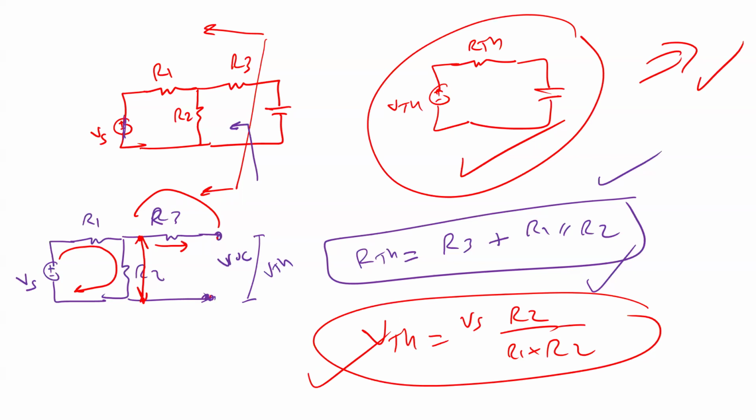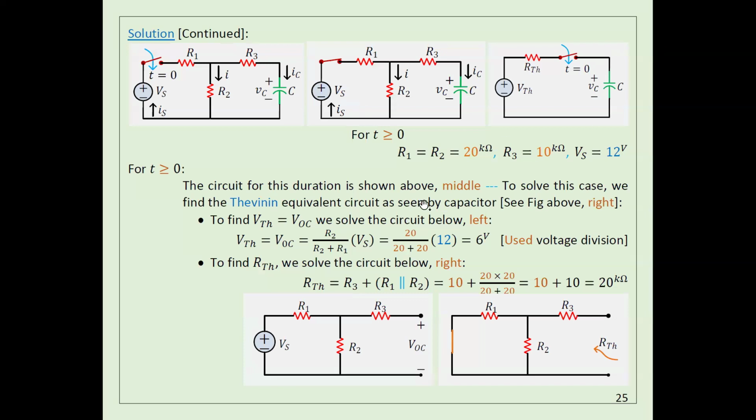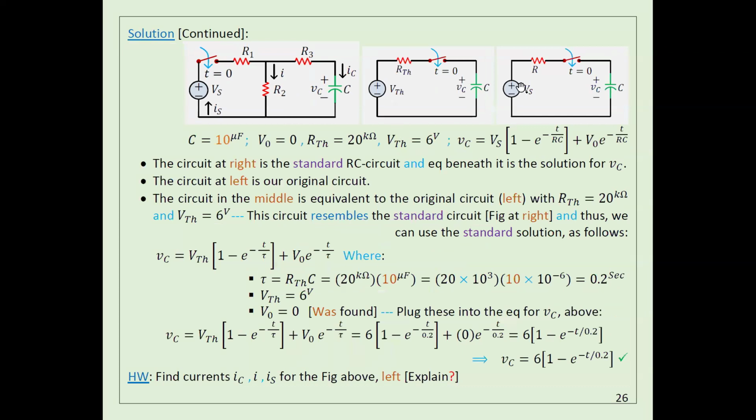I already have the initial value. That's what I'm explaining here. So I found R Thevenin equal to this value. I found V Thevenin equal to this value here, by voltage division. And now the circuit becomes R Thevenin, V Thevenin, and then you have C. And also you have V naught. V naught, the initial value, equals 0, V Thevenin equals 6 volts, tau equals R times C. So this R Thevenin times C is tau. So you have everything now.